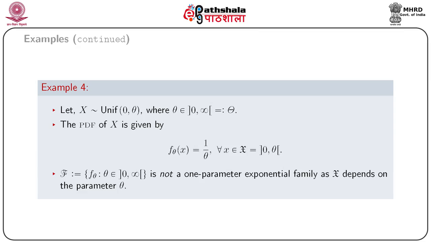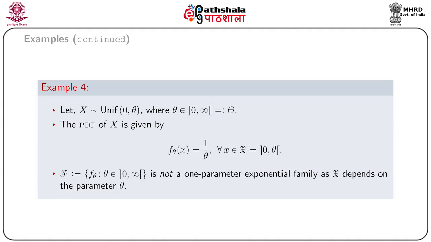Next, we consider another example. Suppose X follows normal with mean theta and variance theta square where theta greater than 0. Then the PDF of X is given by f_theta(x) equals 1 by theta root 2 pi into e to the power minus half (x minus theta) whole square divided by theta square.